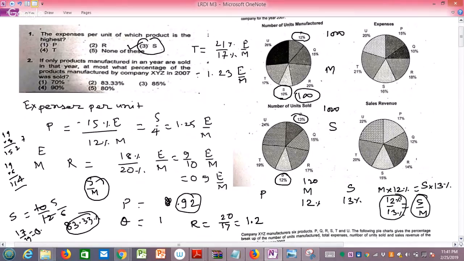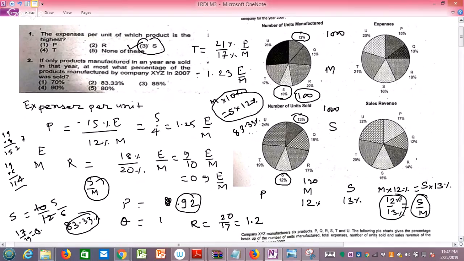That is, S's 10% will be at most S's 12%. That's what we are getting. So this is constrained by this, and we are getting only 83.33%. That is the maximum which is possible in terms of selling it. The maximum which we can sell is 83.33% in terms of products.